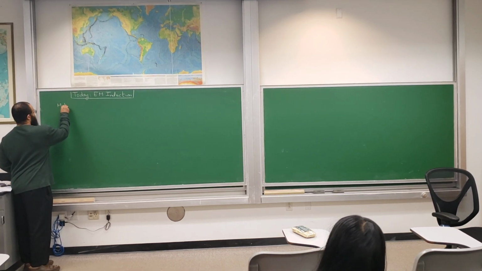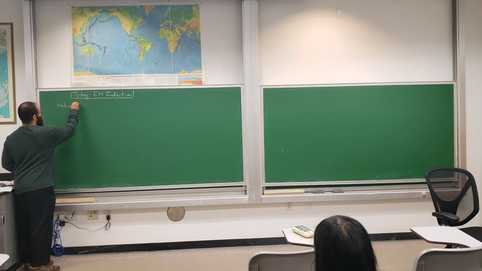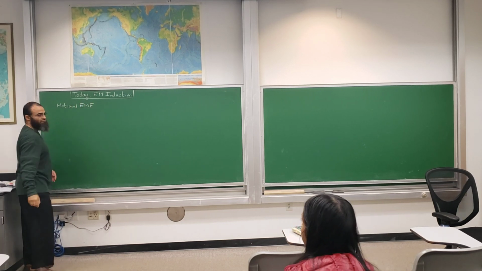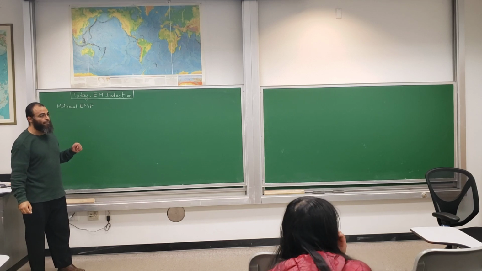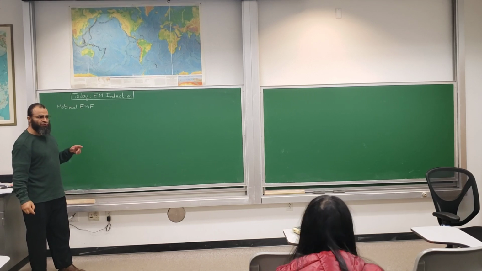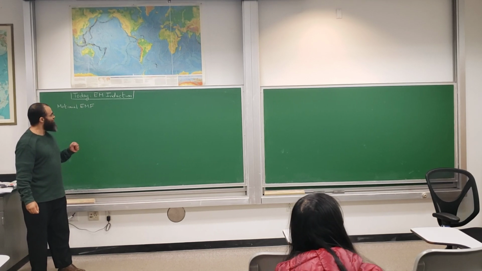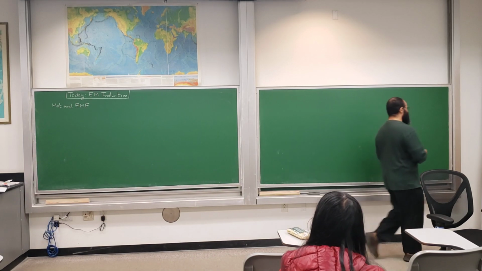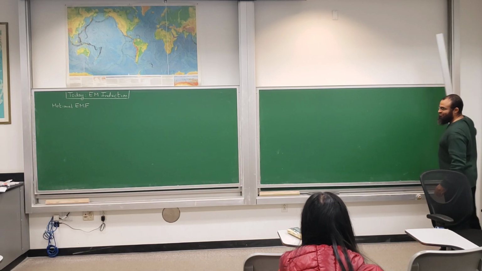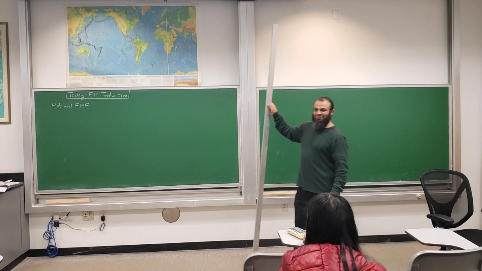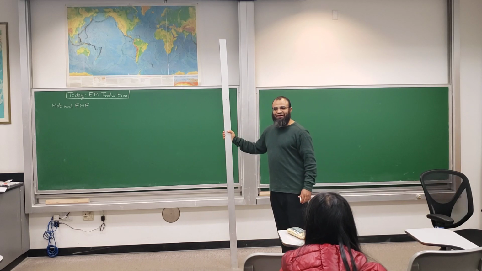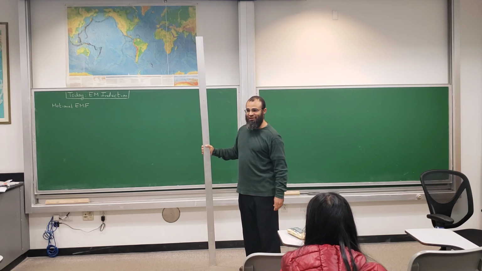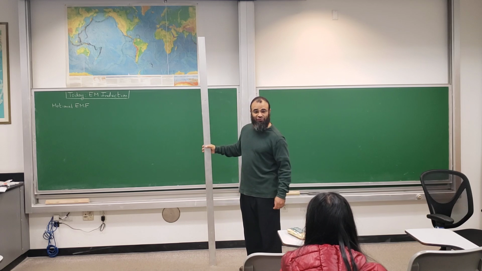Motional EMF. So here is a conductor, aluminum. And imagine there is a magnetic field toward the front of the classroom. And here is the rod. The rod will have length L.